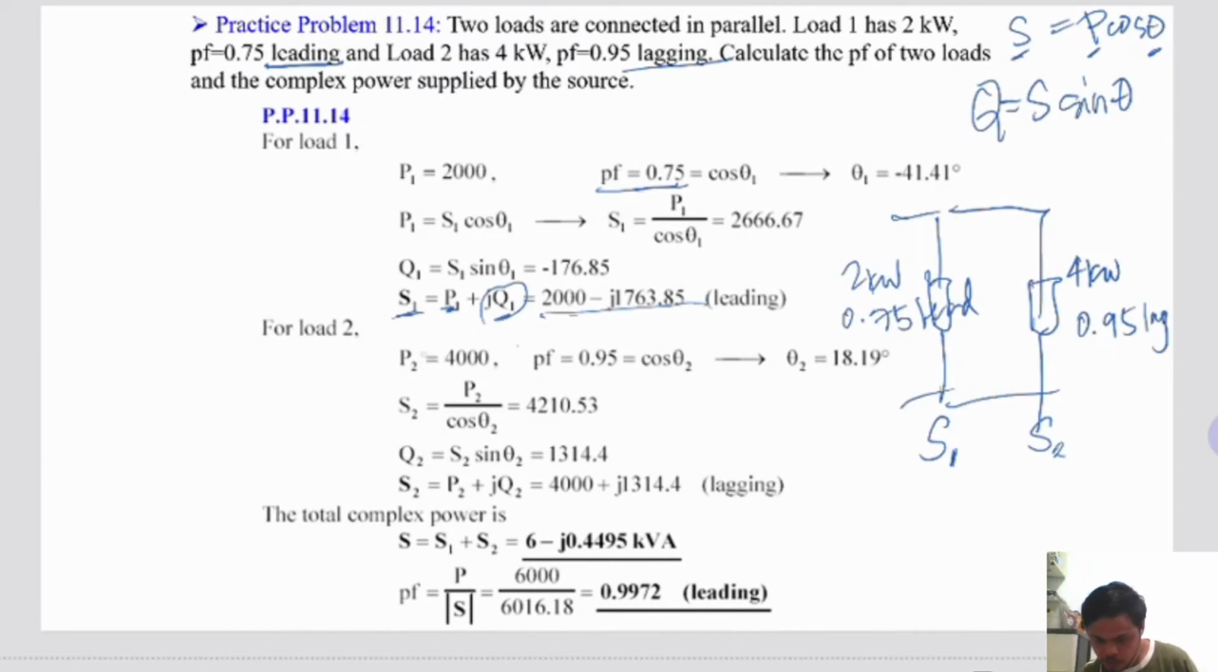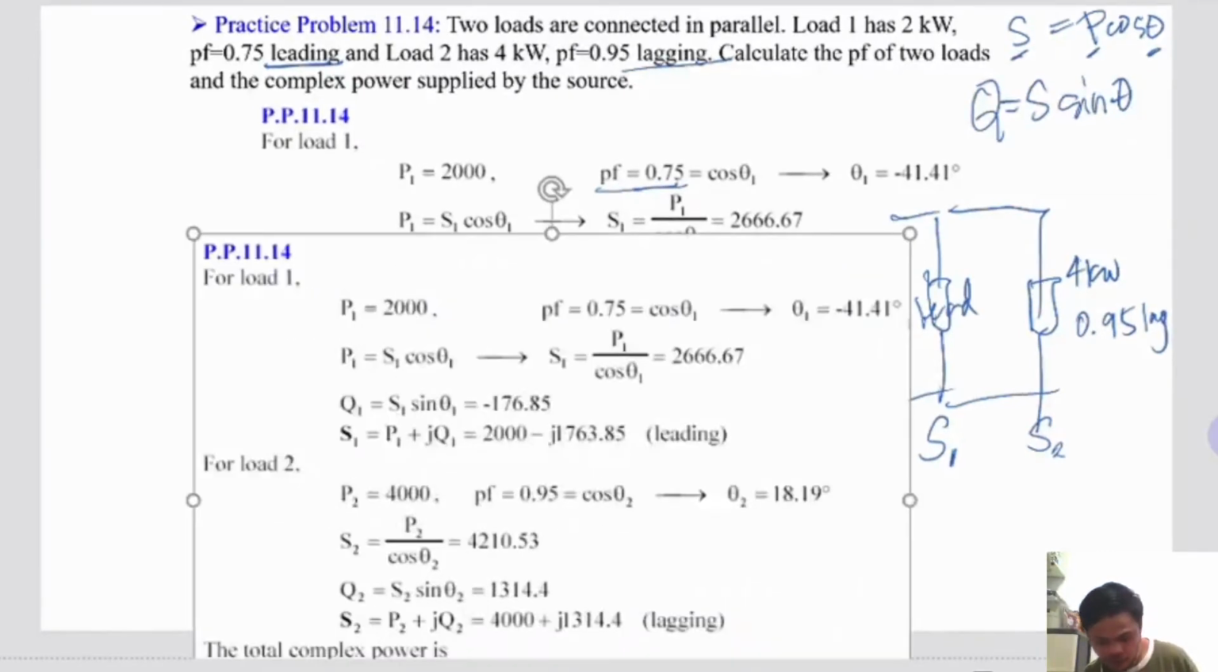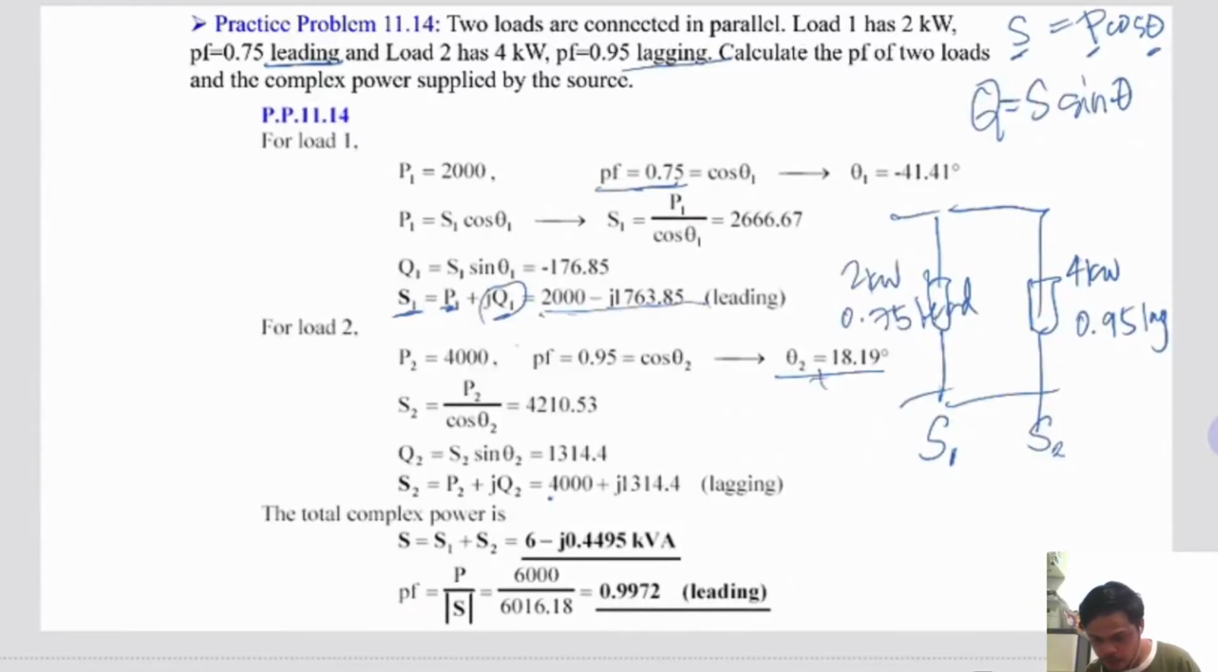So for load 2, the same principle can be applied. So take note of the angle. Okay, so lagging, therefore it should be positive. So our S2 now is 4,000 plus j1,314.4 and it is also lagging. So if we add the two complex powers, we now have 6 minus j0.4495 kVA.